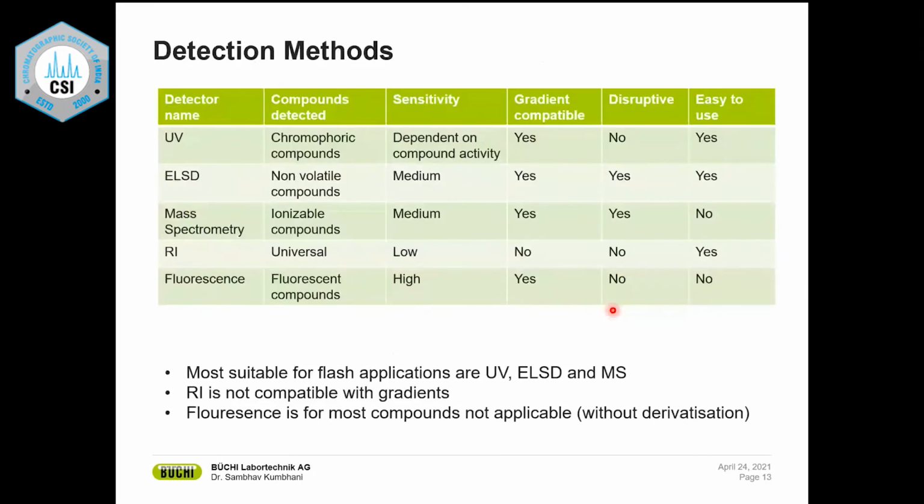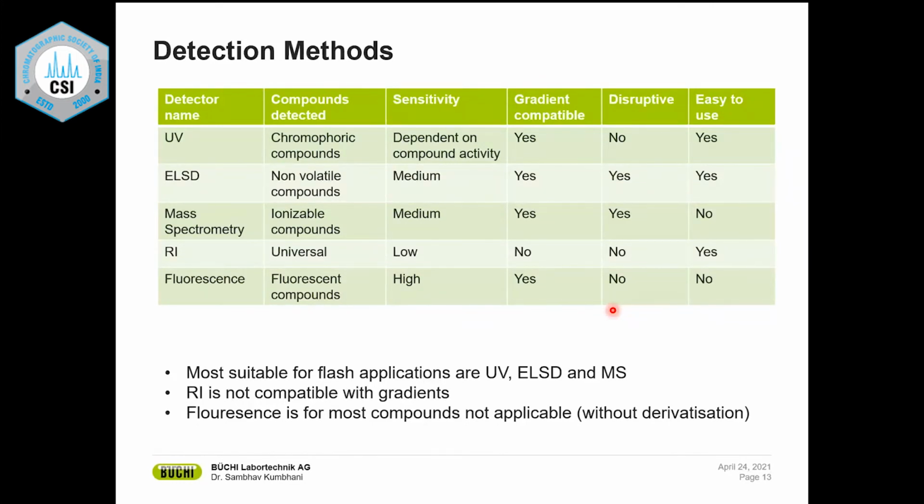Now coming to detectors, think of the detector as the brain of your flash system. It is the one that identifies everything that is eluting. You have many choices, and the most commonly found detector is the UV detector, or sometimes UV-vis detector, depending on the sample. It is easy to use, easy to manufacture, easy to maintain. That's why it's so common.